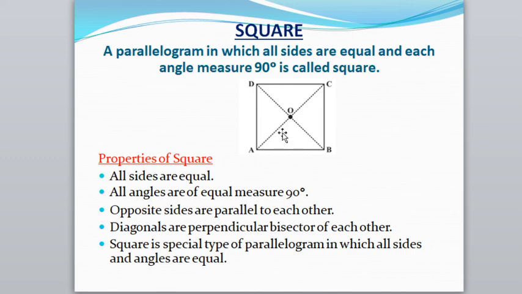of each other. Then the last is, a square is a special type of parallelogram in which all sides and angles are equal. So till now, in whatever quadrilaterals we have seen, we haven't found that all sides and angles are equal, but in a square it is given that all sides and all angles are equal. That's why it is called a special type of parallelogram.